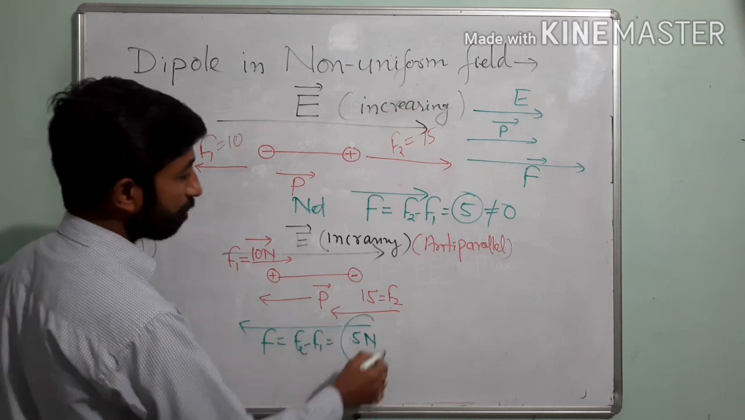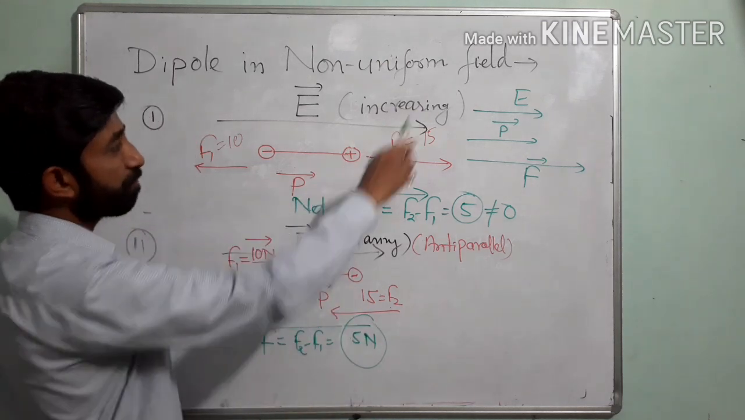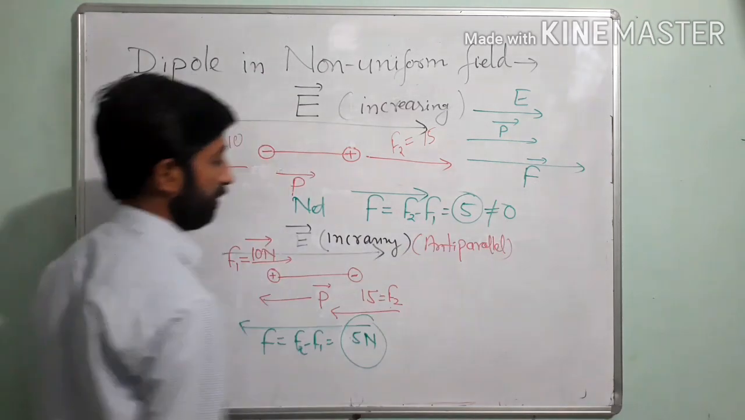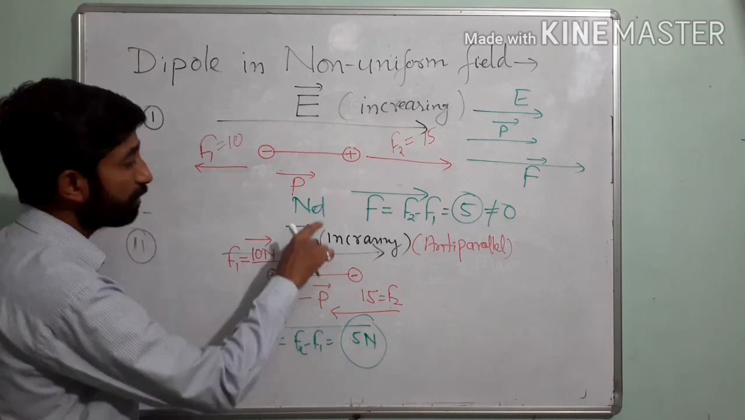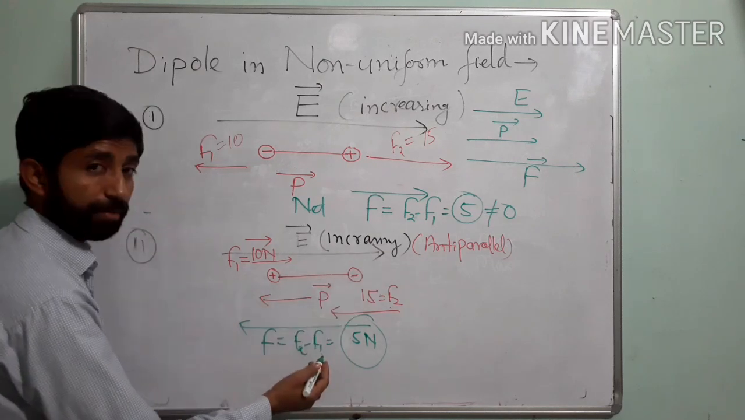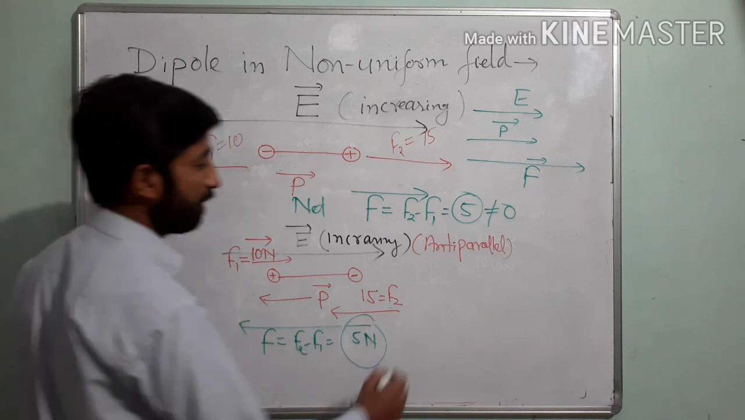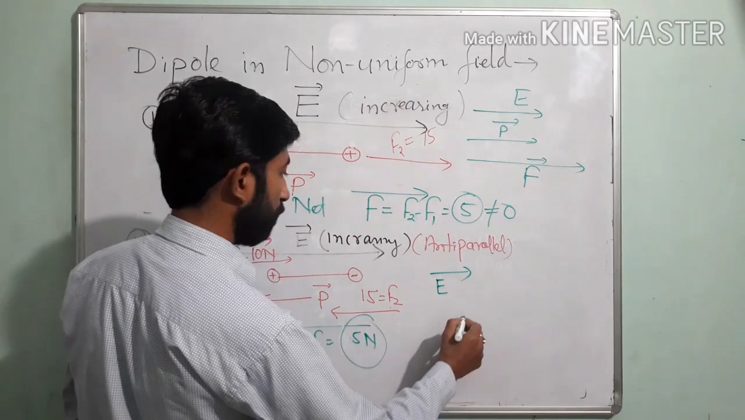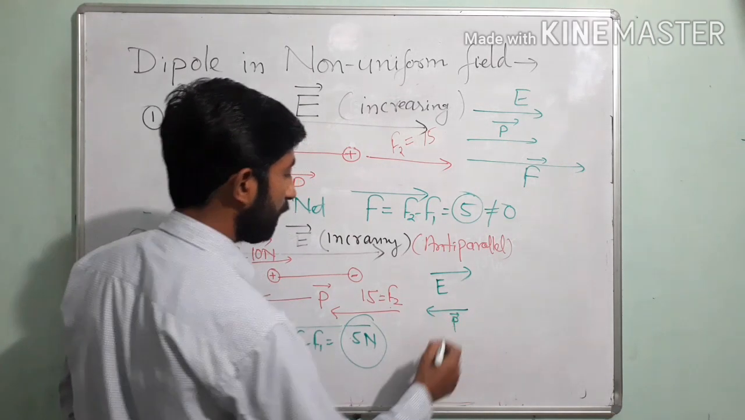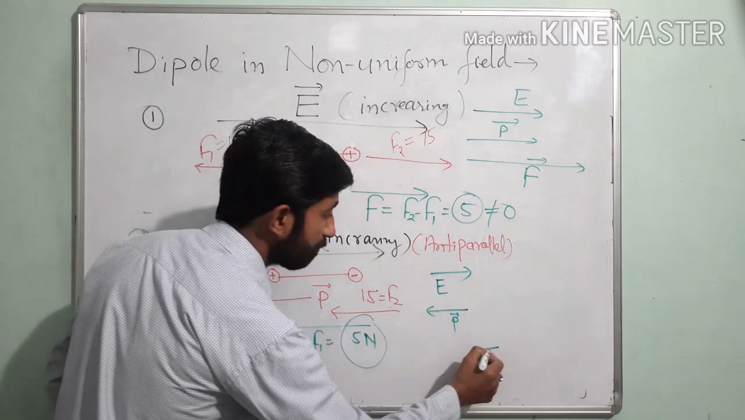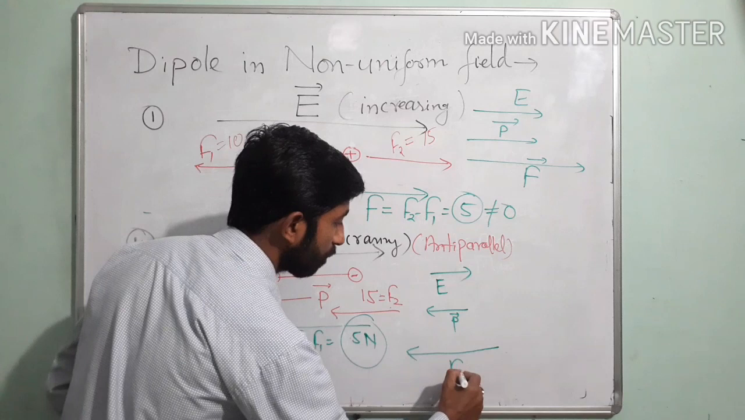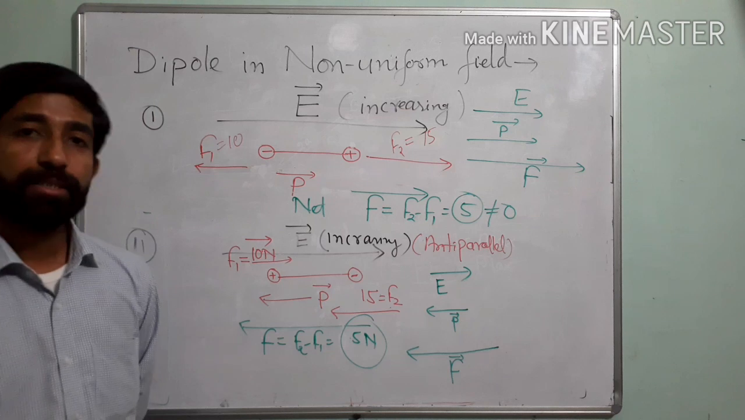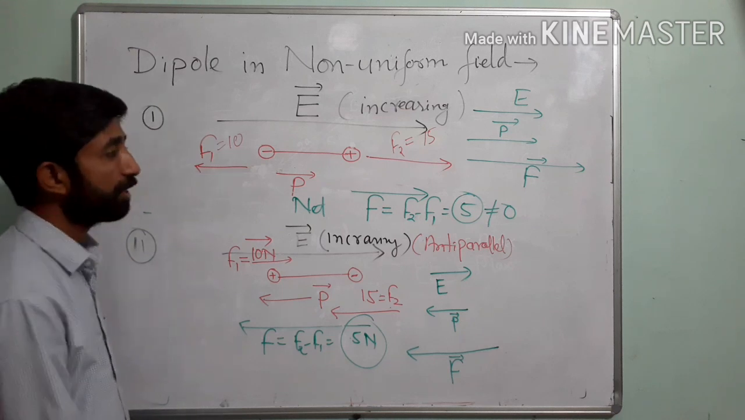The final answer is that when the dipole is placed parallel to the increasing non-uniform field, a net force acts on it along the field. When it is placed anti-parallel to the increasing field, a net force acts on it but in the opposite direction. So this is the electric field and this is the dipole moment. The dipole moment is anti-parallel, so a net force will act on it in the direction opposite to that of the applied electric field. That's it. So these are the conditions.